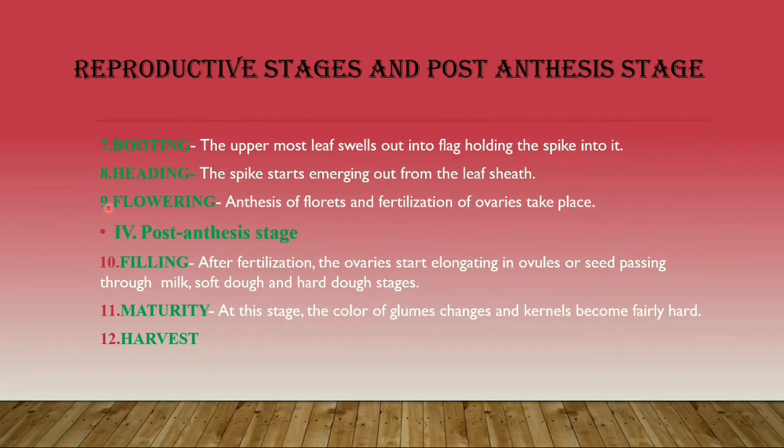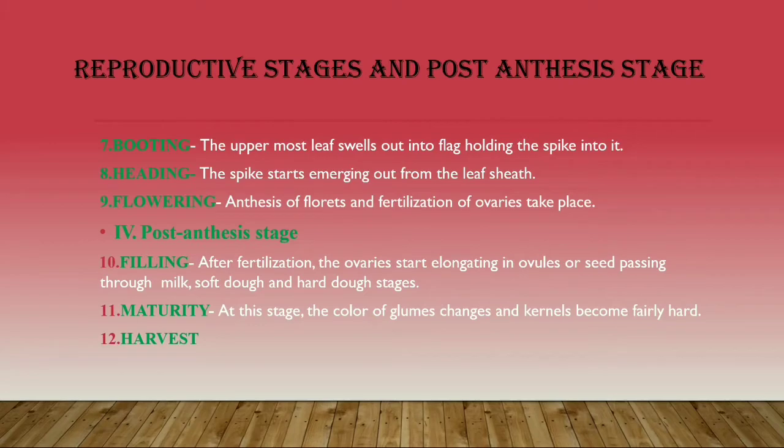Flowering stage: the anthesis of the florets and fertilization of ovaries takes place. Coming to the post-anthesis stages, the filling. After fertilization, the ovaries start elongating into ovules or seed, passing through milk or soft dough and hard dough stages. Maturity: at this stage, the color of the glumes changes and kernels become fairly hard. Last stage is harvesting stage.